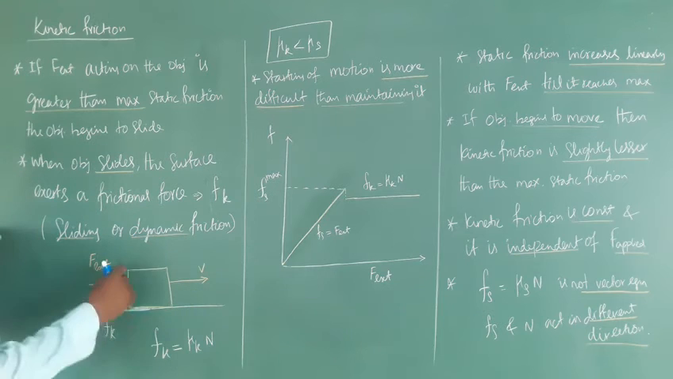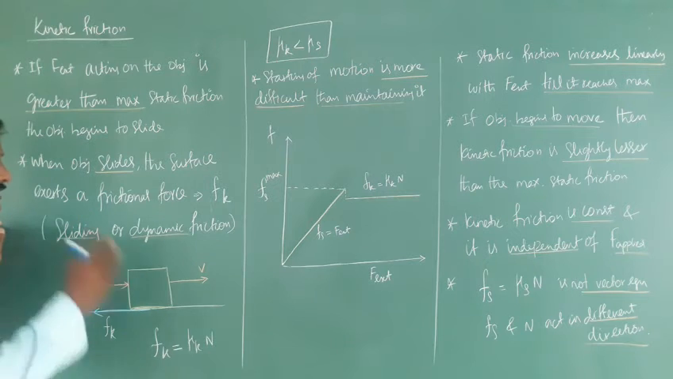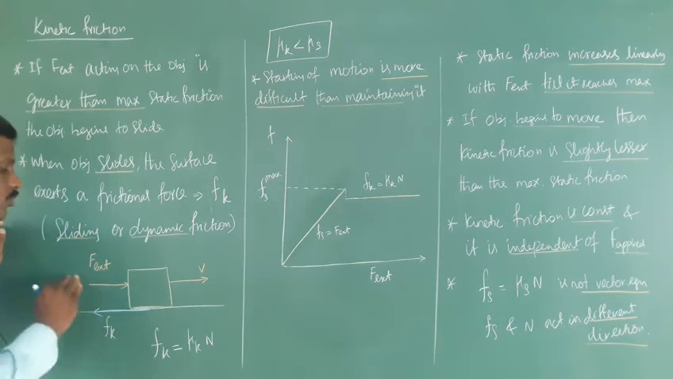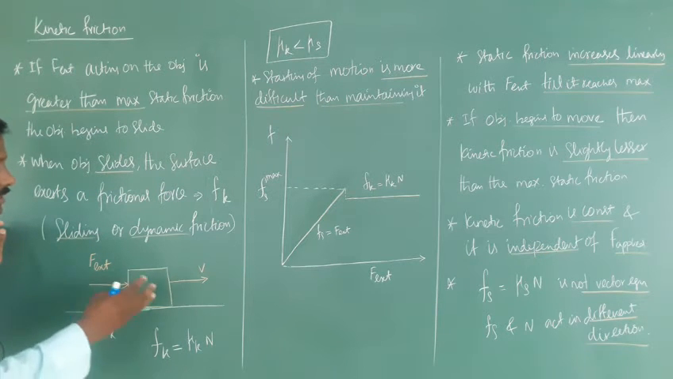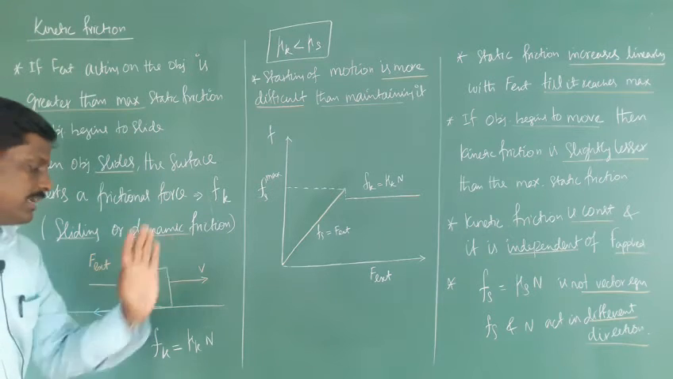Consider an object at rest. We are applying an external force, and again it is at rest because of the static frictional force. At one point the external force becomes greater than the particular limit, so the object begins to move. After that the surface exerts a frictional force, that is kinetic friction. The object moves with constant velocity.